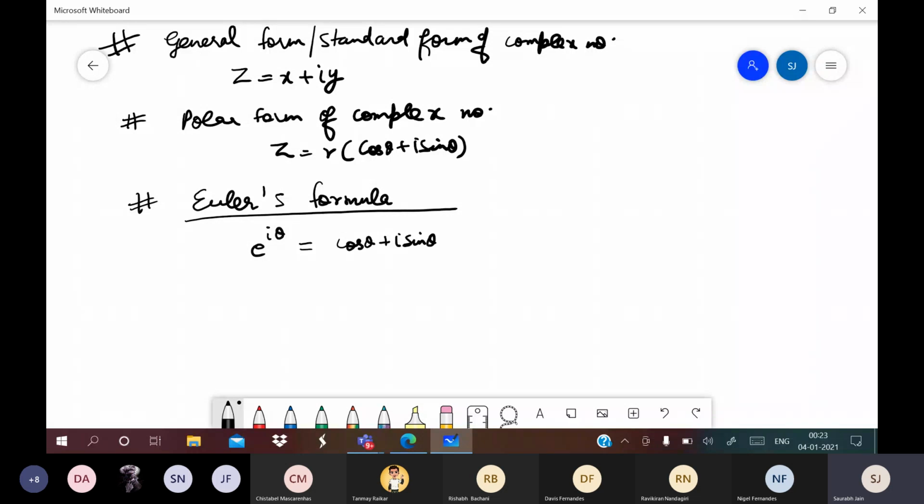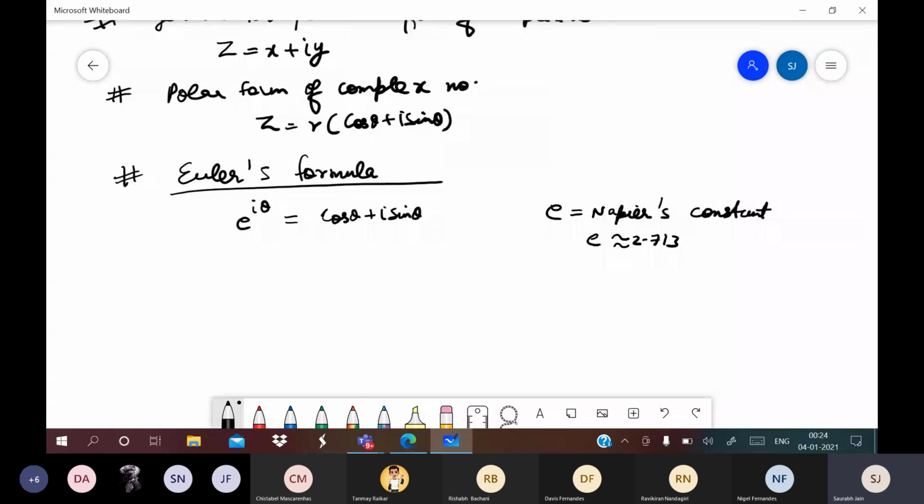What is this e? This is same that used to appear in logarithm. Okay, e is Napier's constant. It is not a simple alphabet like a b c d. It is a constant. Napier's constant. Its value is roughly 2.713. Okay, but we do not write 2.713. We use e only, right? So there is this formula that e to the power iota theta is cos theta plus iota sin theta.